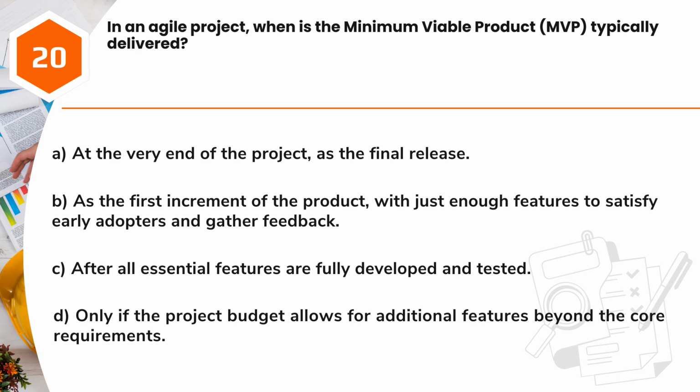Question 20. In an Agile project, when is the minimum viable product (MVP) typically delivered? A. At the very end of the project, as the final release. B. As the first increment of the product, with just enough features to satisfy early adopters and gather feedback. C. After all essential features are fully developed and tested. D. Only if the project budget allows for additional features beyond the core requirements.